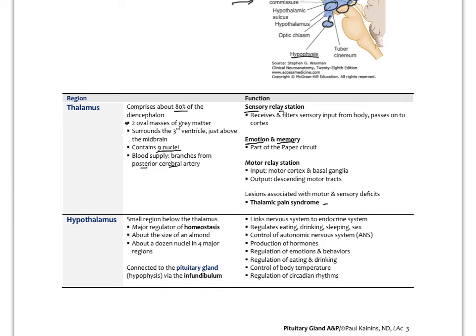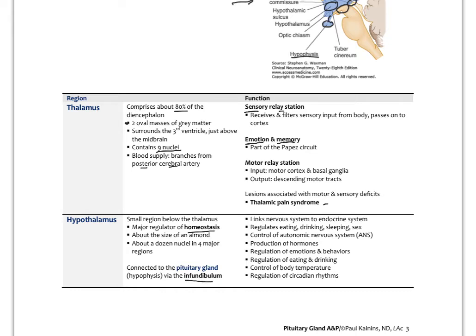So hypothalamus then is the region just below and anterior to the thalamus. This is really going to be of interest to us because this is the major regulator of homeostasis. It's just about the size of an almond, but it has incredibly important properties here. Within that small space, there are about a dozen nuclei that are organized in 4 major regions. We went through a couple of the regions in the last videos, looking at the anterior and posterior and the lateral and medial regions. And then the hypothalamus is connected to the pituitary via that little stalk called the infundibulum.